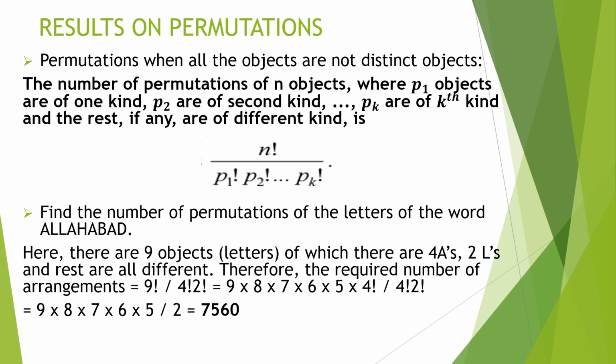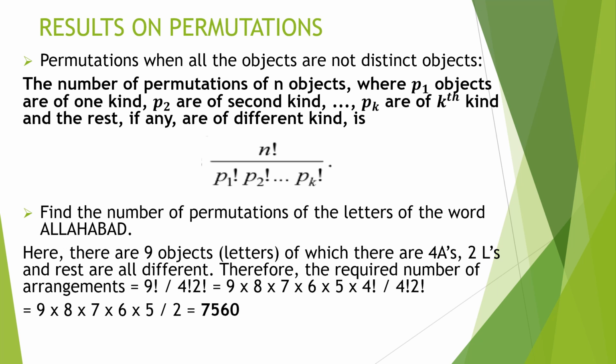Let us take an example. Find the number of permutations of the letters of the word Allahabad. Now see, totally there are 9 letters. From that, there are 4 A's, 2 L's, and the rest are all different. Therefore, the required number of arrangements will be 9 factorial upon, there are 4 A's, so 4 factorial, and there are 2 L's, so 2 factorial.